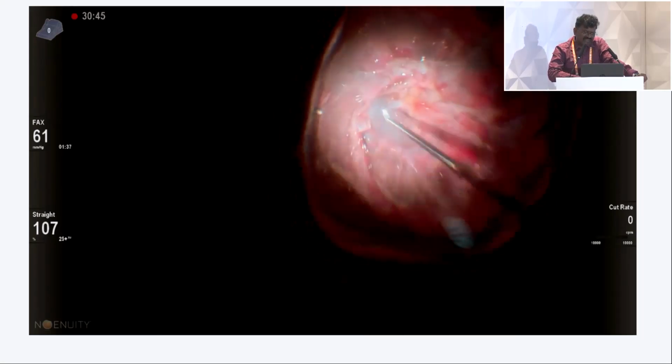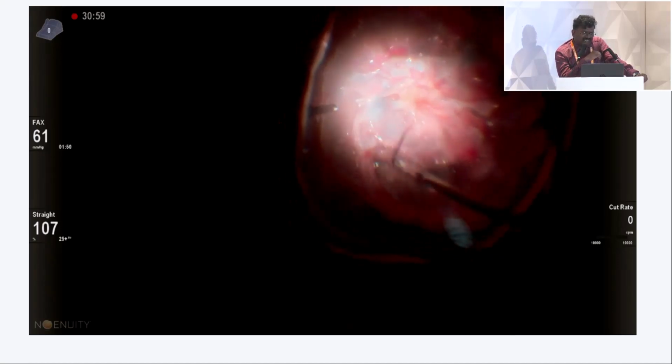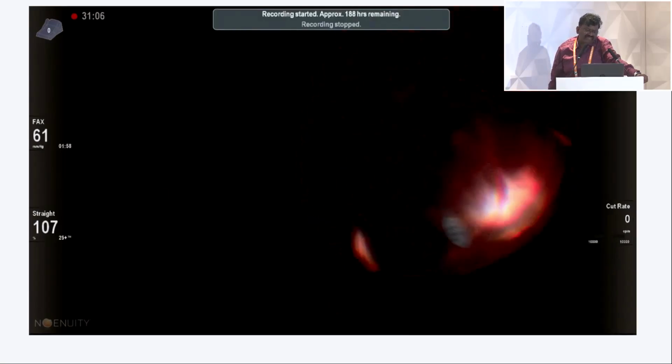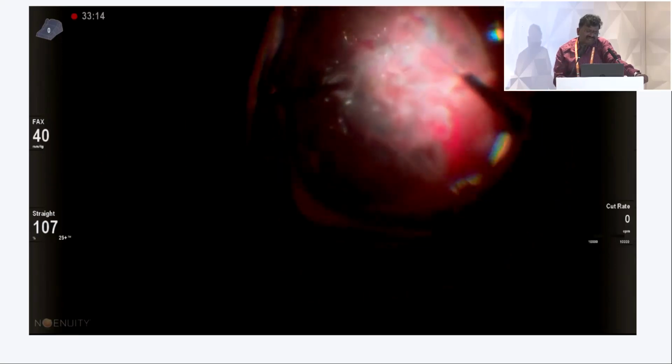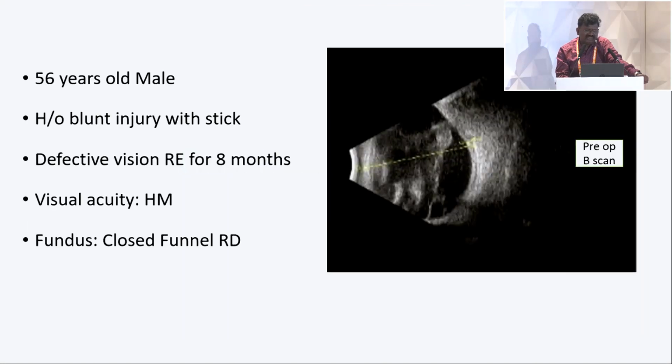As was told earlier, TANOS is a wonderful instrument. That helps in identifying the membranes also. So we have to dissect all the membranes and we retain the PFCL. This case had some 1/60 or 2/60.